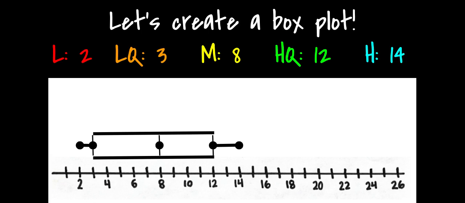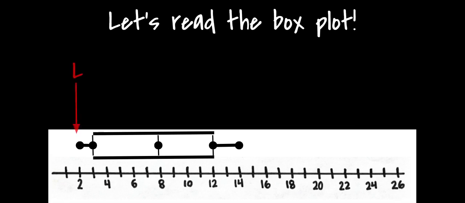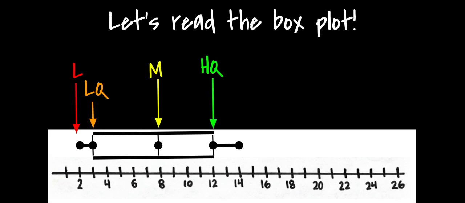Now let's review. The first dot is the low extreme. The next one is the low quartile. The middle one is the median. Next is the high quartile. And the last one is the high extreme.